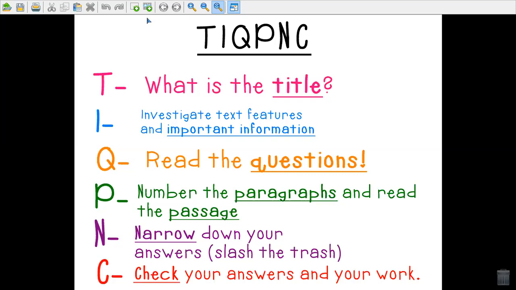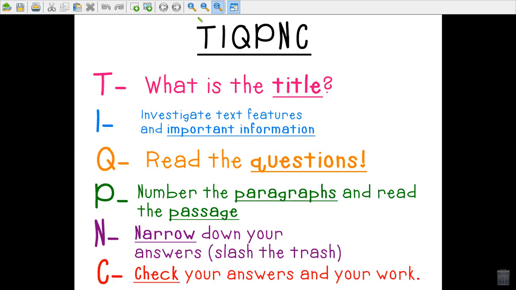Parents, this may sound like complete gibberish to you, but I promise your students know what this is. They've been doing it all year long. Every single week we do it. Because we haven't been in school in so long and we've been at home, I wanted to do a little refresher, because our assignment for today for poetry is to use TIQPNC to read a poem. So let's go over what this is.